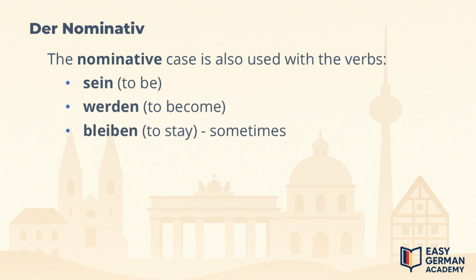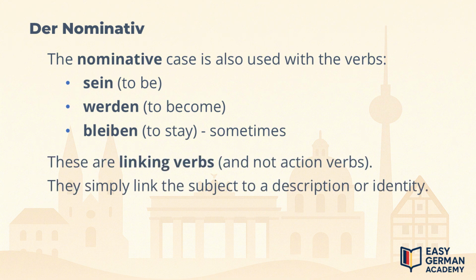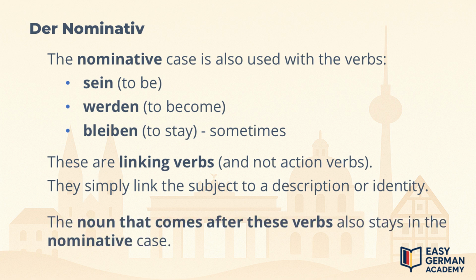Now, there's one more place where the nominative case shows up, even though the noun isn't really doing anything. That's when you're using verbs like sein, to be, werden, to become, and sometimes bleiben, to remain. These are not action verbs. They're called linking verbs. They simply link the subject to a description or identity. And here's the key rule. The noun that comes after these verbs also stays in the nominative case. Let's look at a few examples.